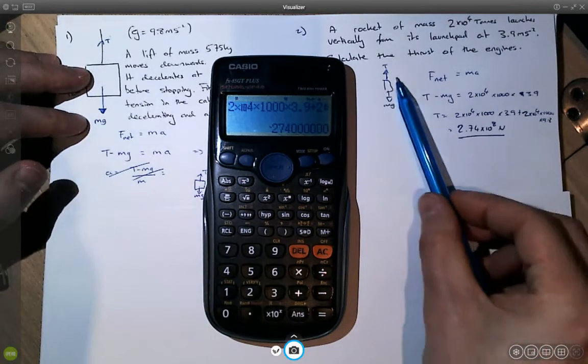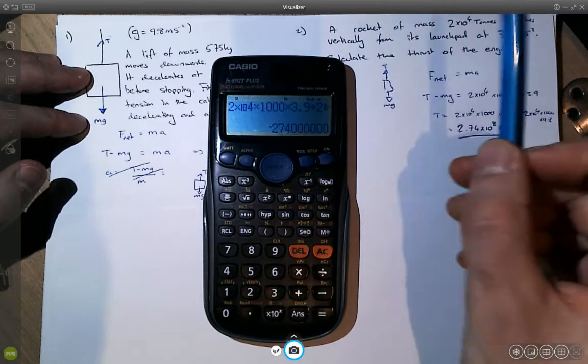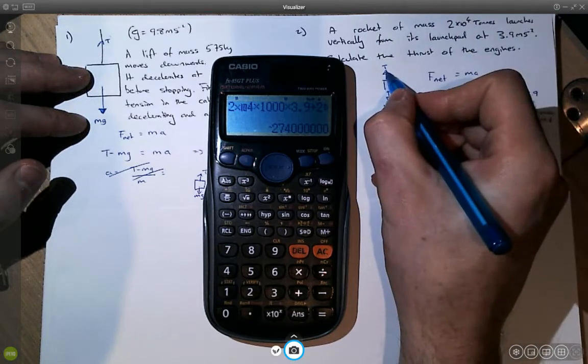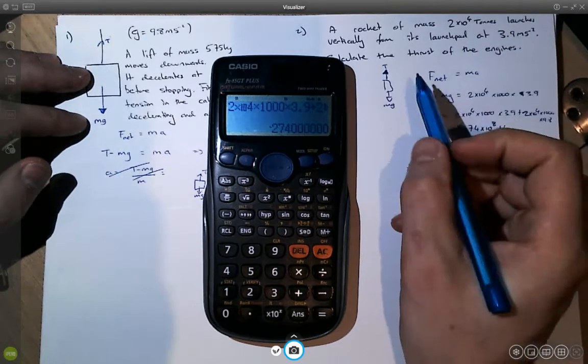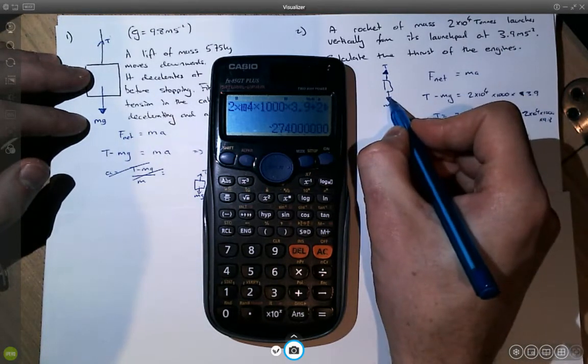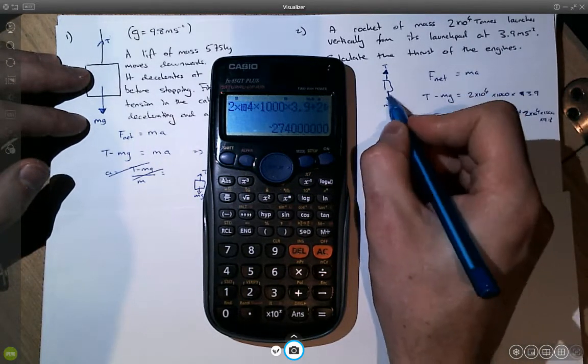So if it's accelerating upwards, the thrust or the force will always be greater than it would be otherwise, because we need this extra force to overcome the weight.